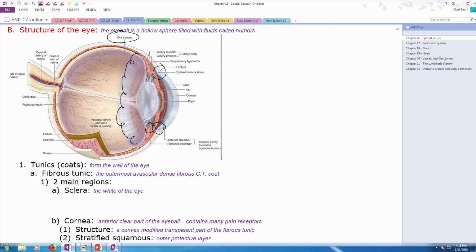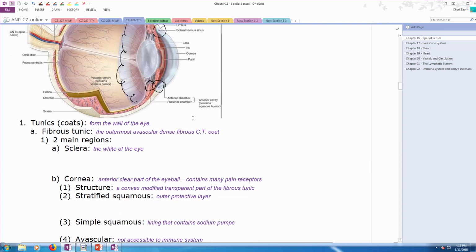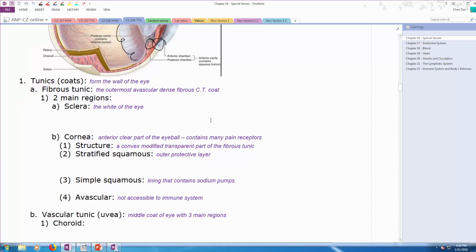So I think that's most of the picture there. Let's go ahead now and look at the note portion. So tunics or coats form the wall of the eye, and there are three of them, three layers.